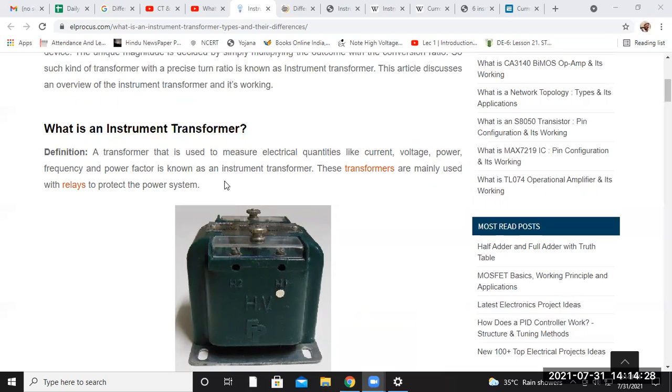Let us say at the time of a fault, we have a current of higher magnitude. In that case, we need to measure how much current is flowing through the transmission line in times of fault. For that purpose, we need an instrument transformer, and that transformer is named a current transformer, because the current transformer measures the higher value of current that flows through the transmission line during a fault. Those instrument transformers are combined with the relay to protect the system.